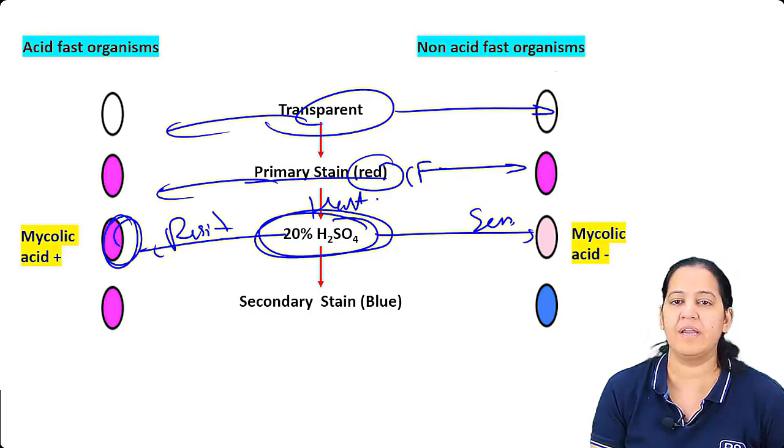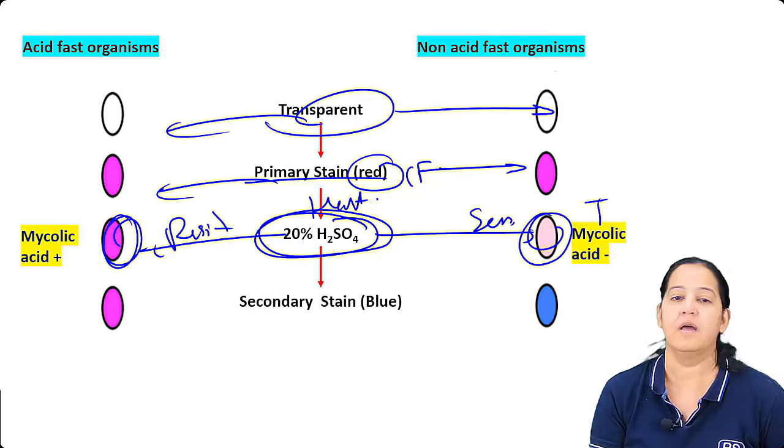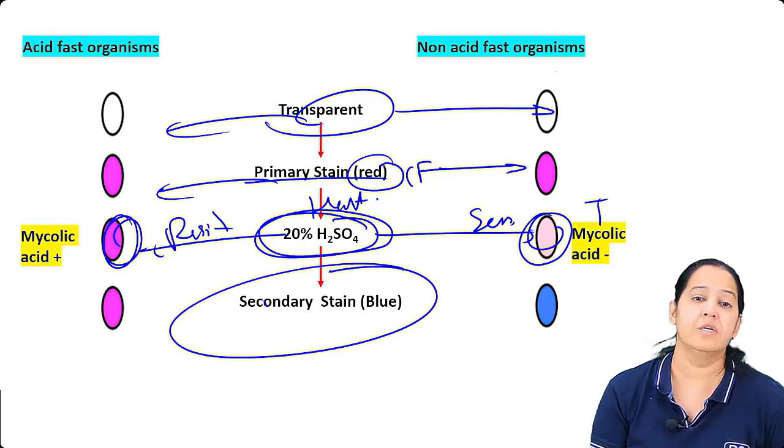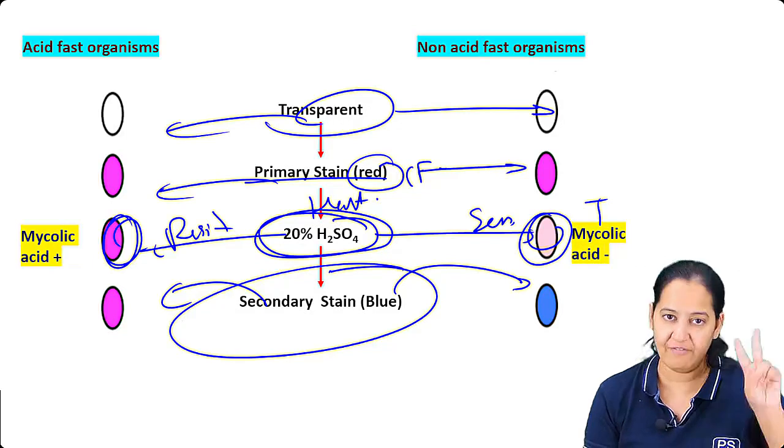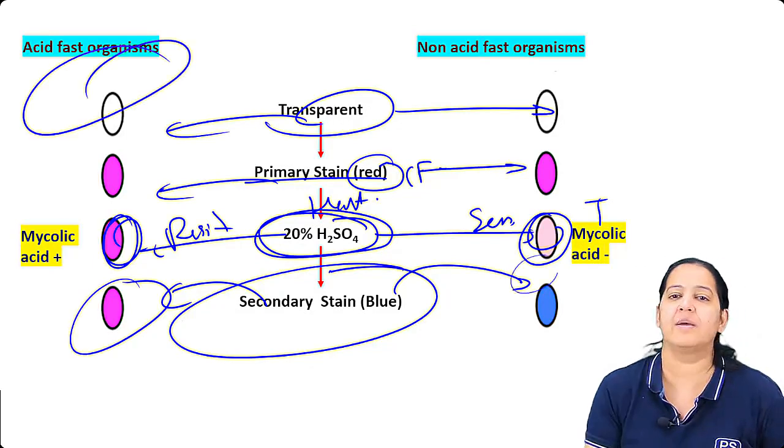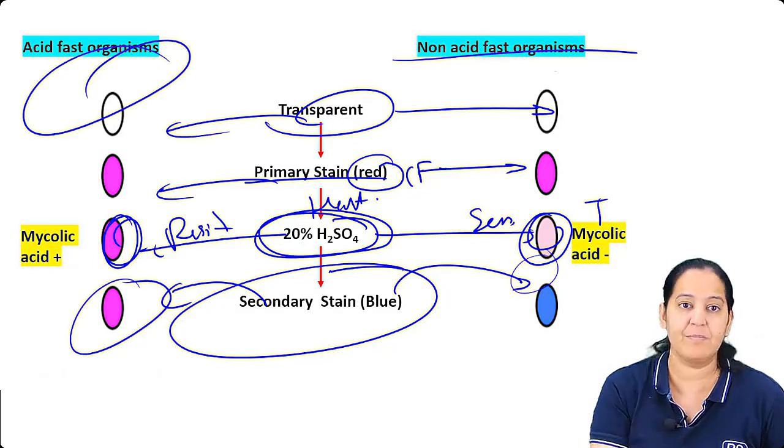The sensitive ones lose the red color and become transparent. And finally, you give blue. So the resistant ones are still red, they do not accept the blue, and the others become blue. At the end, we have 2 colors. The red are acid fast and the blue are non-acid fast. The principle is mycolic acid in the cell wall.